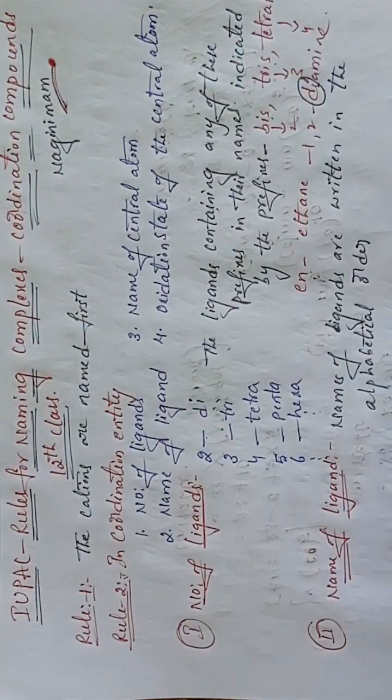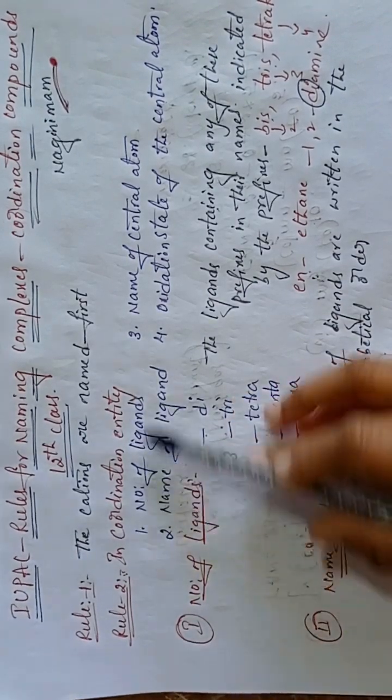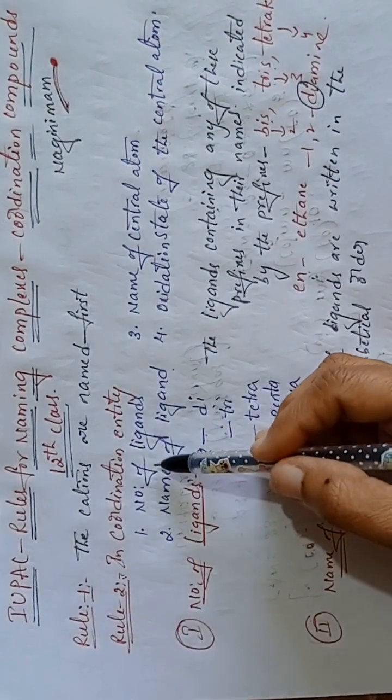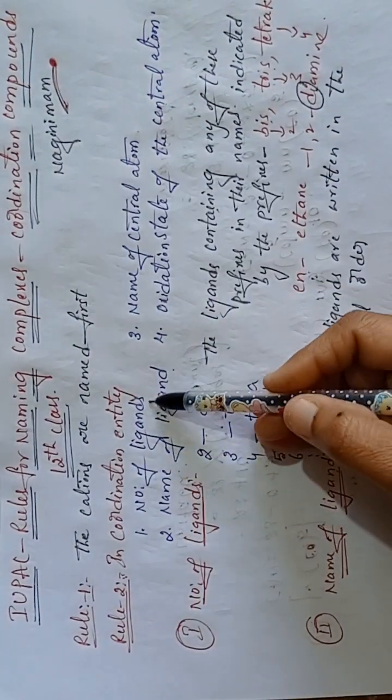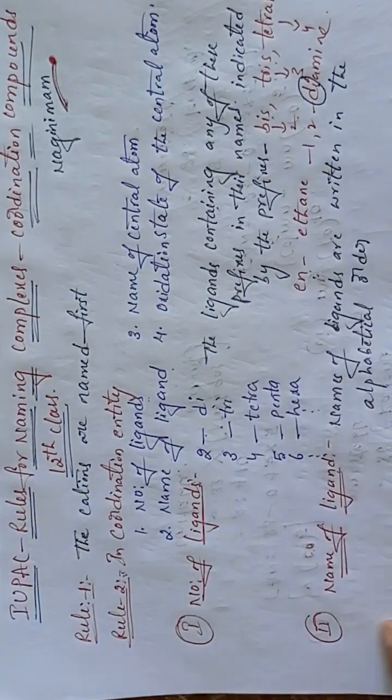I told you in the last video, students, that in the coordination entity, the number of ligands, then the name of the ligand. This is the sequence you have to follow when you're writing the name of the complex compound. The number of ligands should be written first. Next, the name of the ligand. So first I'm going to write the number of ligands.